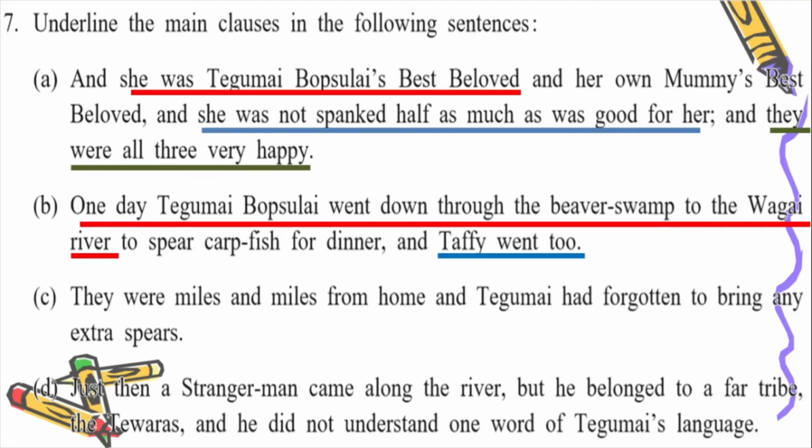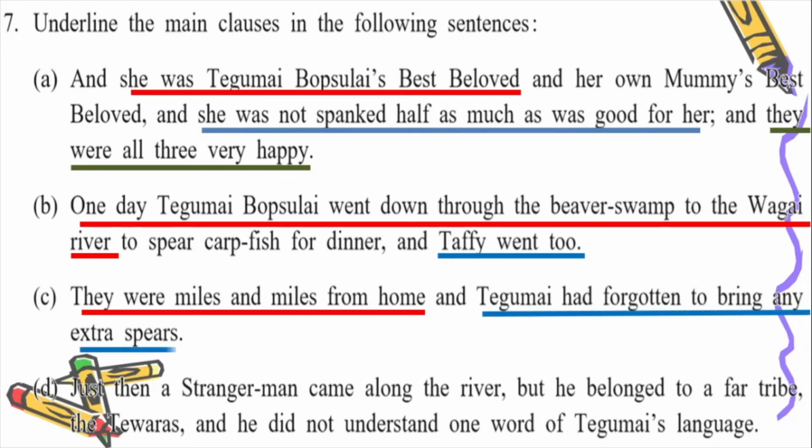So come on, which are the main clauses here and how many do we have? We have two here. The first one is they were miles and miles from home. The second one is Tegumai had forgotten to bring any extra spears.